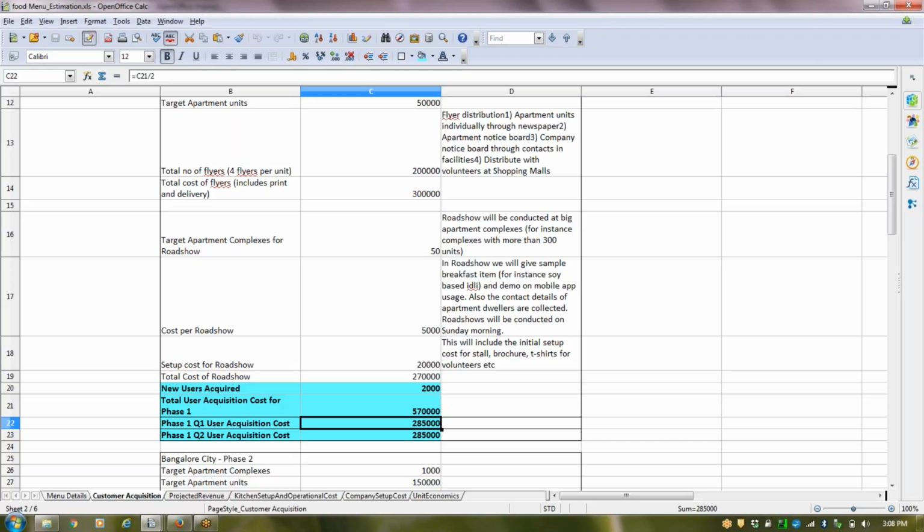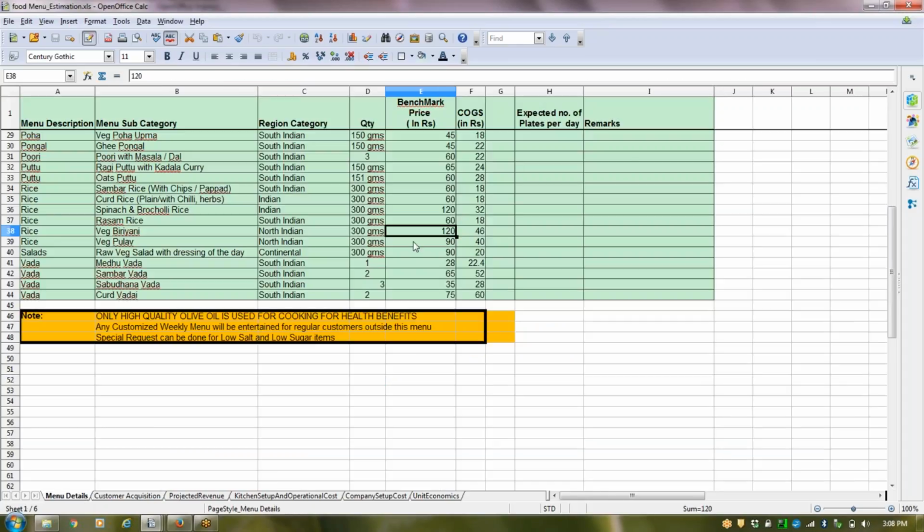And in the roadshow, they have to give free breakfast. So what is the cost for making this free breakfast? Now this cost, where would it come from? This cost, again, we can derive it from the COGS.